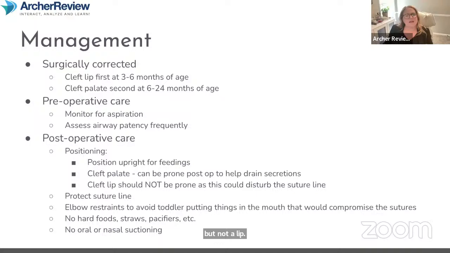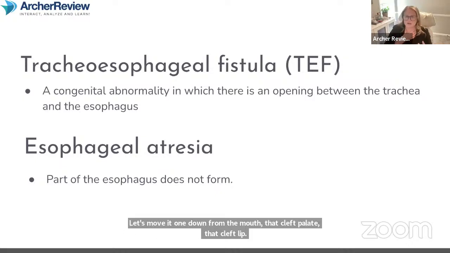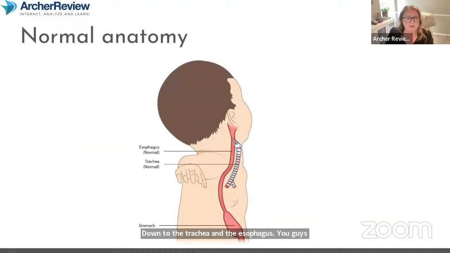Okay. Let's move it on down from the mouth, that cleft palate, that cleft lip, down to the trachea and the esophagus. You guys know normal anatomy. Let's look at the normal anatomy first. We've got mouth to esophagus to belly. We swallow and our food goes down. Perfect. And then next to that is our trachea, where we breathe in and that air goes to our lungs. Awesome. So we don't want those getting mixed up. We want food in the belly, air in the lungs.